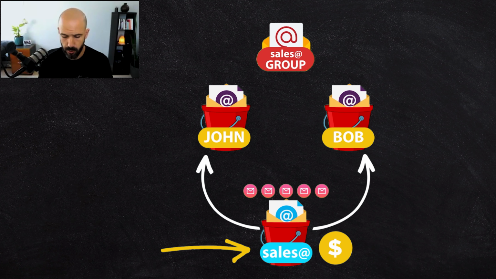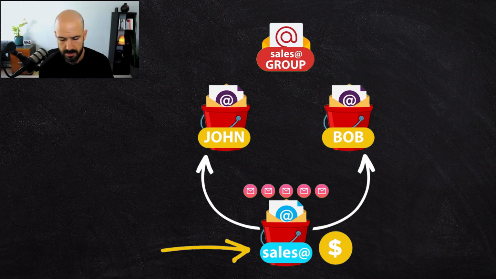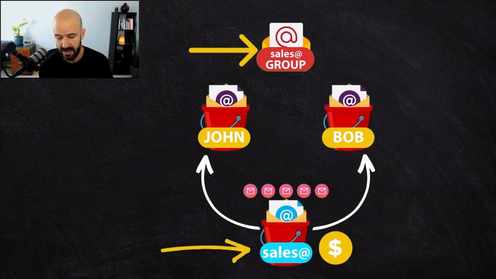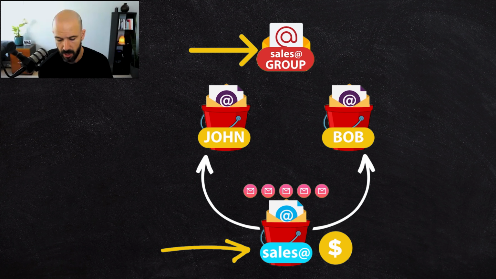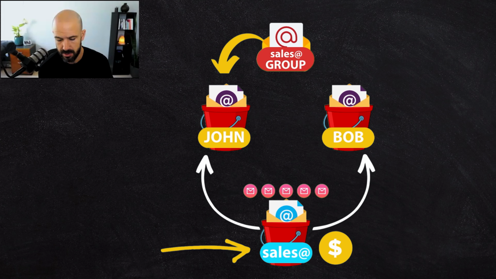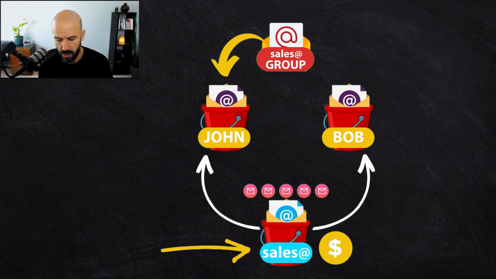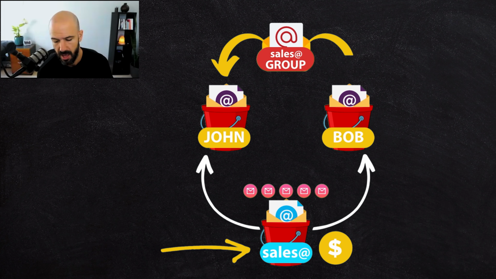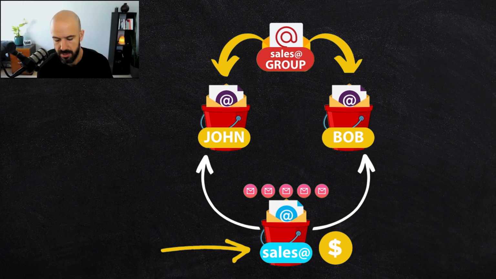But when we do a group up here, when an email comes into the group, it doesn't actually stay in that group. It comes down and a copy gets placed in John's mailbox, if he's a member of the group, obviously, and a copy gets placed in Bob's mailbox. And there's no cost for a group because it's not a mailbox in itself. It's not holding any mail.